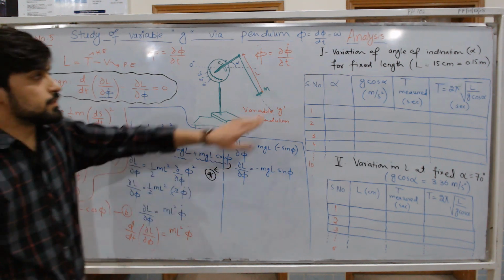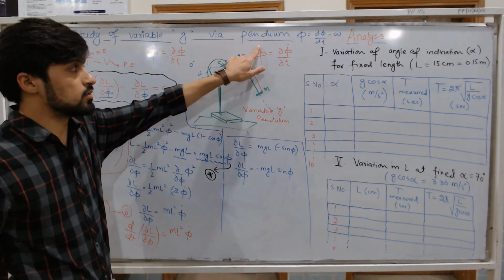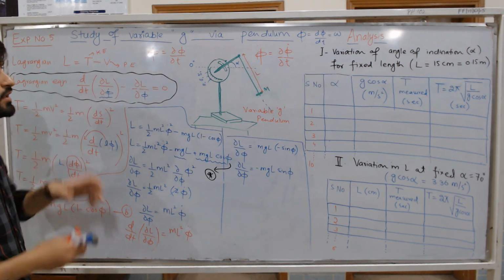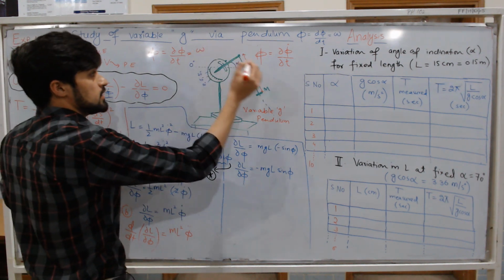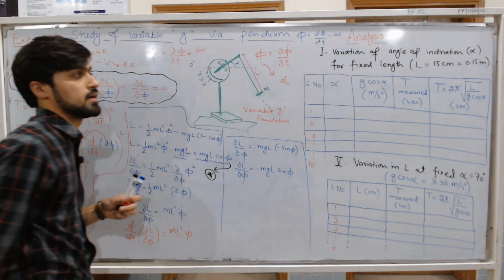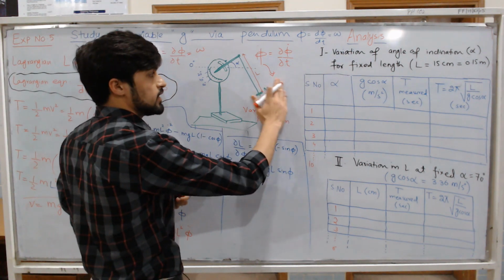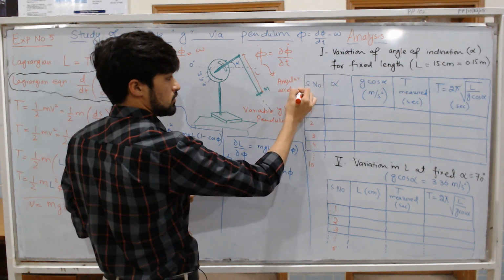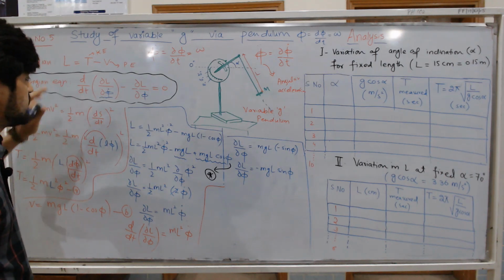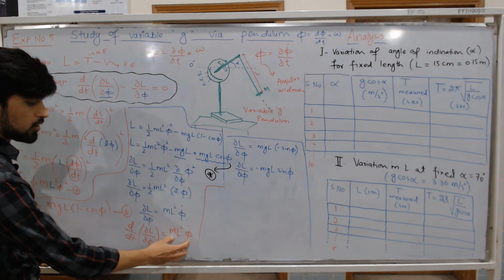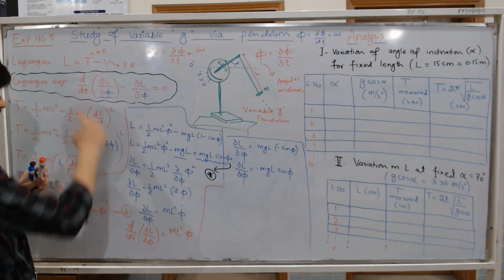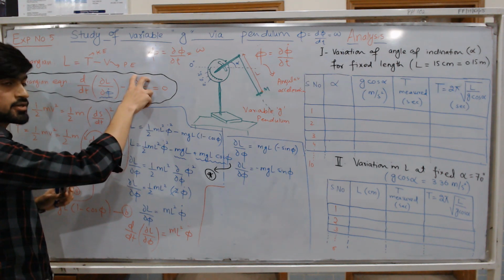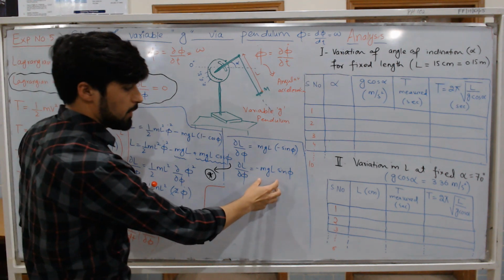Keep in mind, the double dot represents the angular acceleration, and the single dot represents the angular velocity. This is actually equal to angular velocity. This is actually equal to angular acceleration. Keep in mind, I am not using alpha for the angular acceleration. Now the Lagrangian equation can be simply calculated. This value is actually ml squared phi double dot, and partial L over partial phi is equal to minus mgl sine of phi.